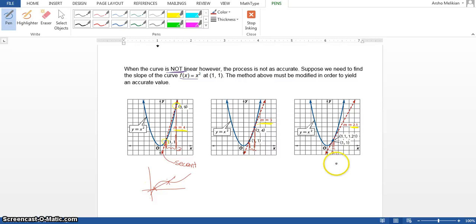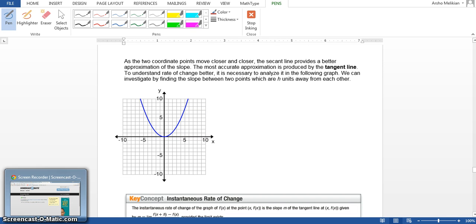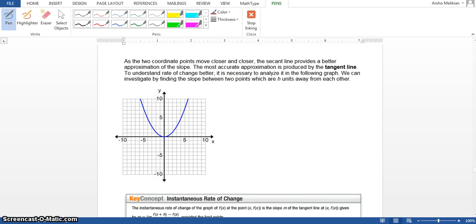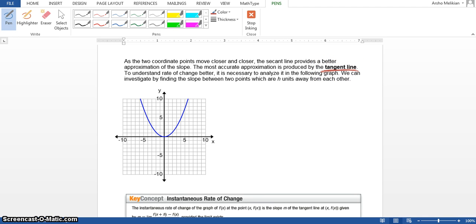So now we have to bring the 2 points even closer. Not 0.1 spaces apart, or maybe 0.000000001 space apart. So close that they're practically not even apart. That's the trick. That's when we get the most accurate approximation of the slope. Okay? So, as the two points move closer and closer, the secant is giving us a better and better approximation. Now, the most accurate approximation is going to be a tangent line.